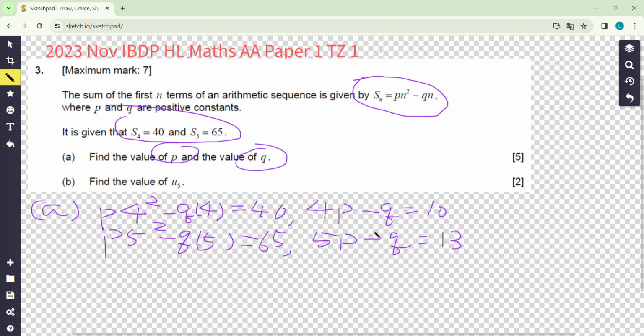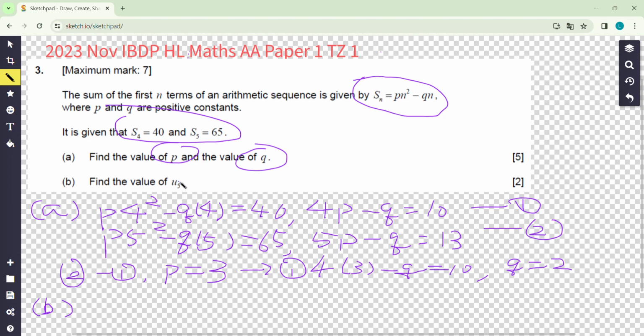Then equation 2 minus equation 1, and you get p is 3. Then substitute 3 back into equation 1, so 4 times 3 minus q is 10, so q is 2. Okay, that's the result. Actually, you can have a different way to do so. The result is the same. Okay.